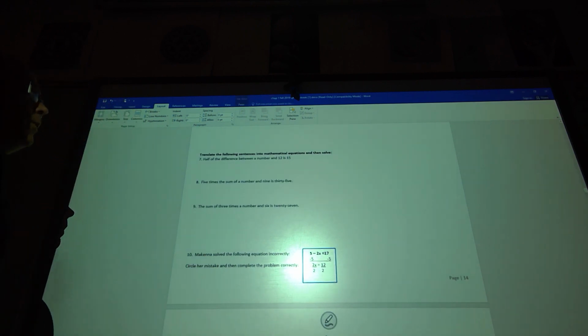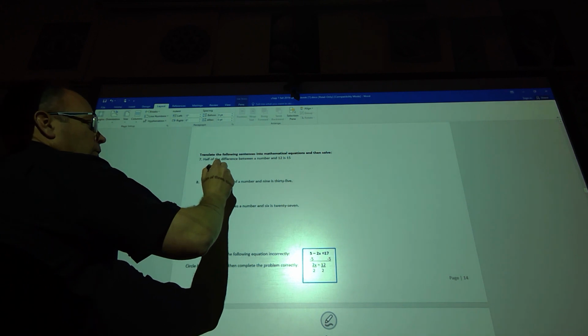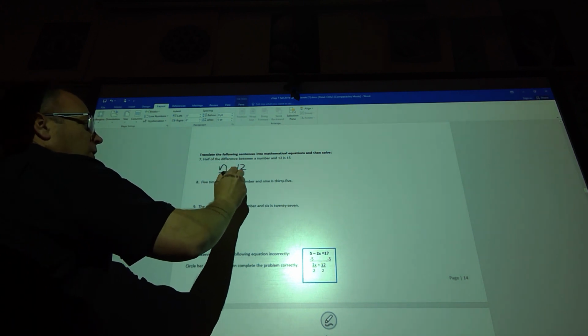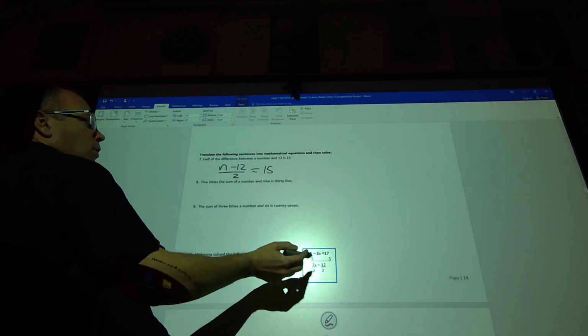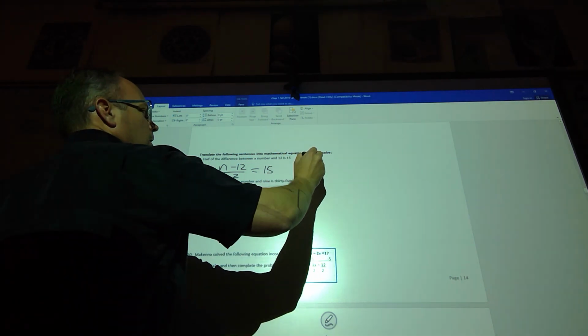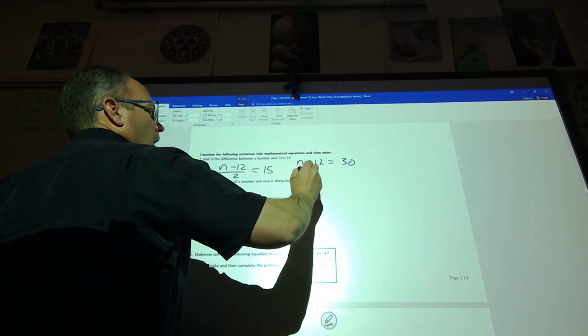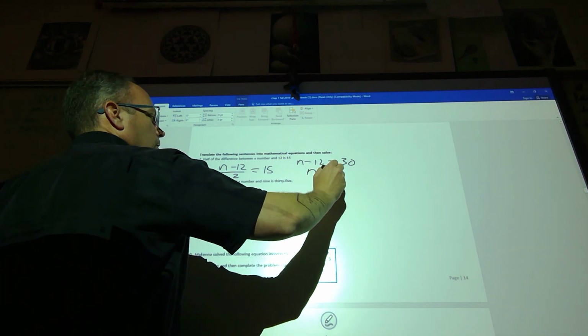Okay, half the difference between a number and 12. So half the difference, so n minus 12, and half of that is 2 over 15. Multiply both sides by 2, so I get to 30. Add 12 to both sides, so I get to 42.